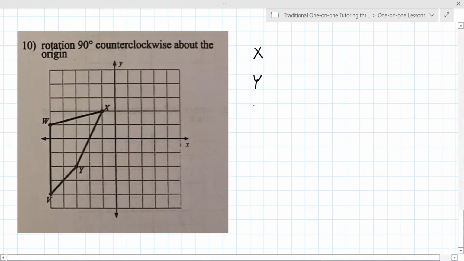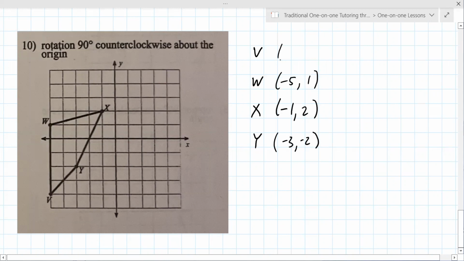I like to label. I guess we need W first. Oh, V comes before. They chose some odd letters. Okay. V, W, X, and Y. We just need to label those points. So X I'll do first. It's -1, -2. Y is -3, -2. W is -5, 1. And V is -5, -4.